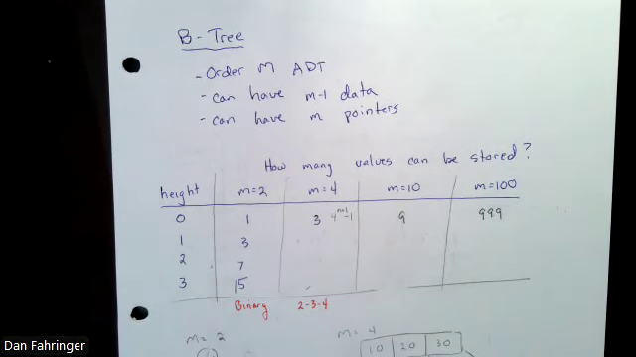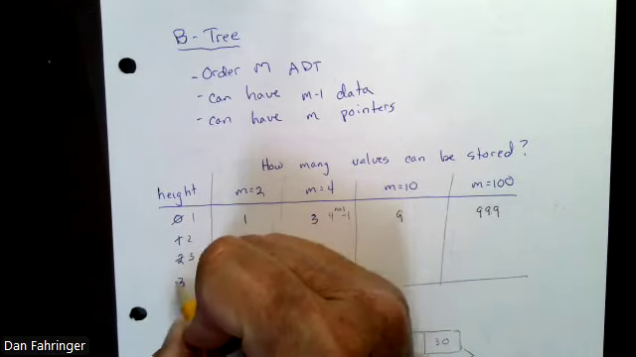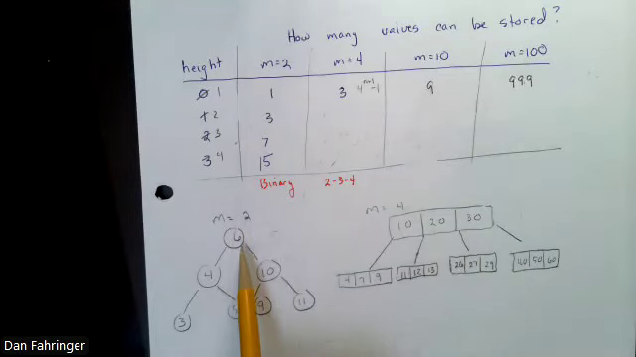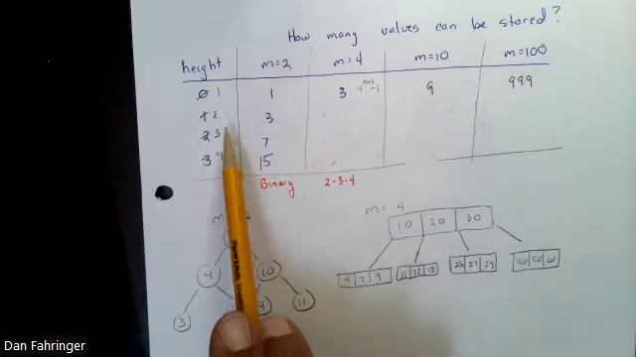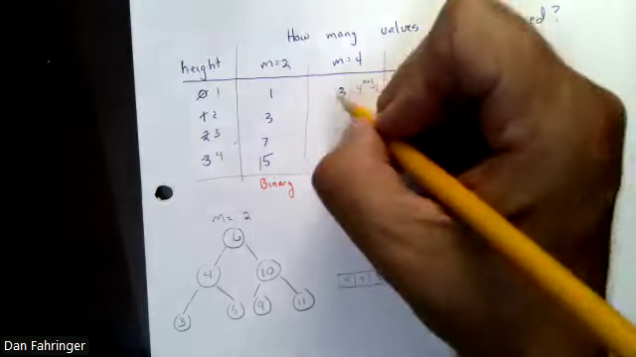Why am I saying height 0? On that tree that's height 1. Here's binary. First level, I stored 1 value. If I went to 2 levels, I could store 3 values. If I went to 3 levels, 7 values. So I started to get an idea of what's going on there. When I did the 3 values, the 2-3-4, I had 3, 6, 9, 12, 15.